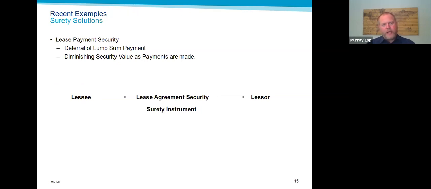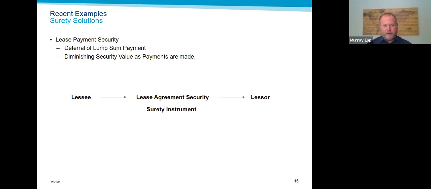So this summer, we had an opportunity to help out a few clients by establishing lease agreement security. And in both instances, there was an opportunity to pay a lump sum, but just given the current economic times, our clients chose to break that out into installment payments and develop their structured lease agreement as the underlying contract for the security or for the bond.